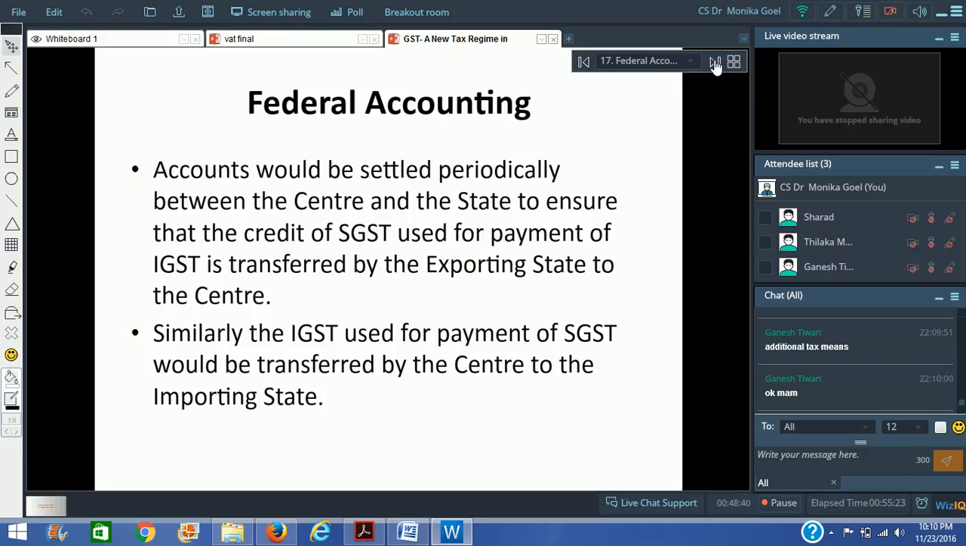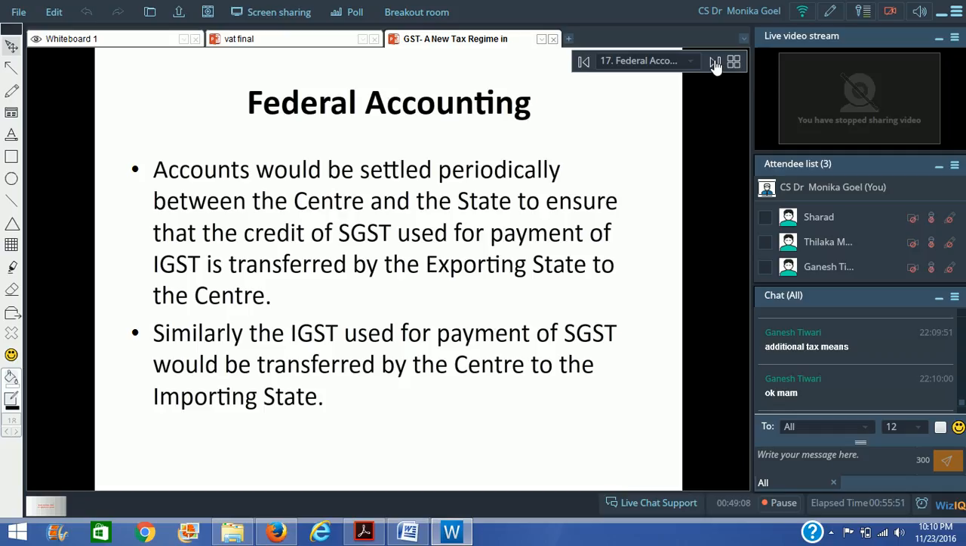Now what will happen? CGST credit will be against CGST, so there is no problem with the accounting. SGST credit is with SGST, so there is no problem with accounting. But when CGST is getting adjusted with IGST, there is no problem because it's again going to the central government. When SGST is getting adjusted with IGST, then there is a problem.